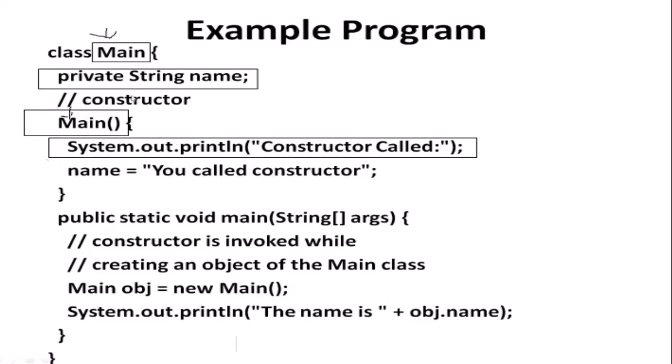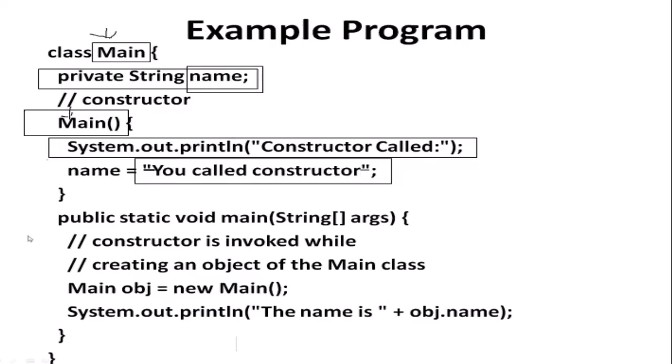We have assigned name. Name is a particular variable. For this variable we have assigned one particular value as a string. Whatever is within the double quotes is called a string. One particular string you are going to assign, you call a constructor.